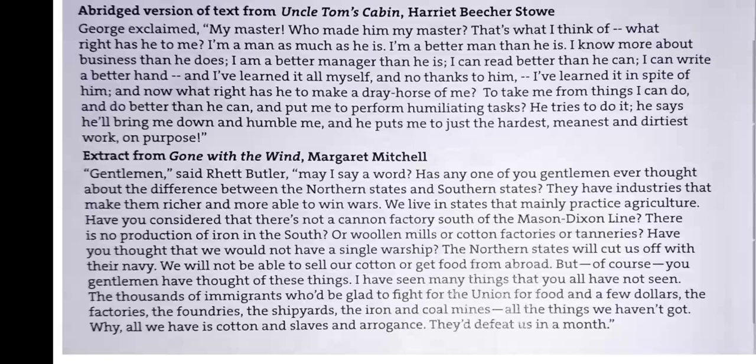The thousands of immigrants who would be glad to fight for the Union for food and for dollars. The factories, the foundries, the shipyards, the iron and coal mines. All the things we haven't got. Why, all we have is cotton and slaves and arrogance. They would defeat us in a month.